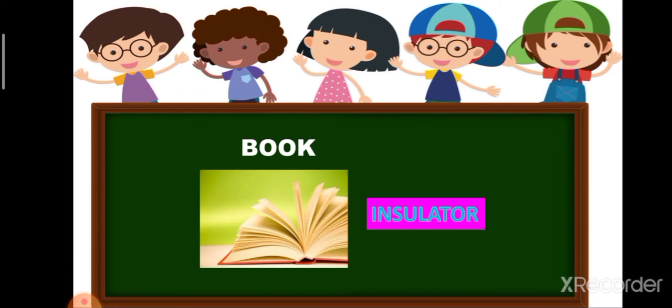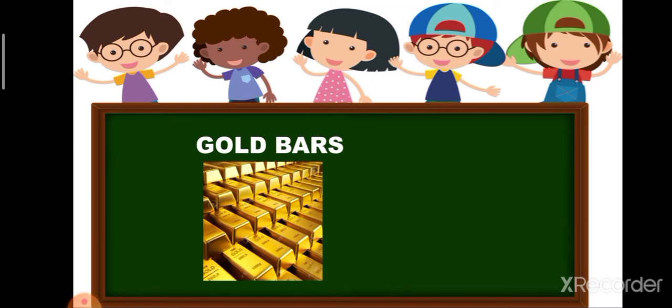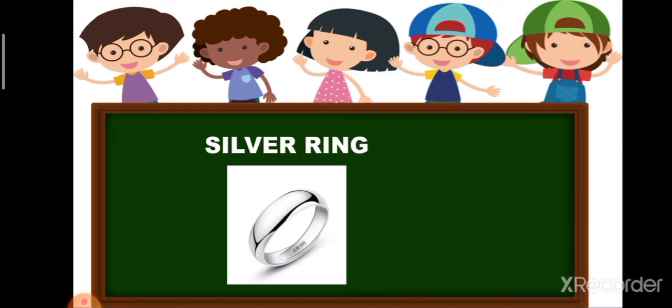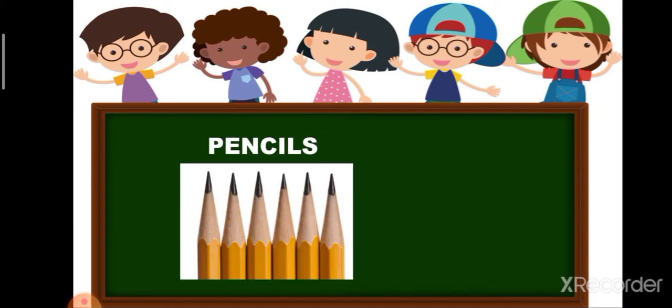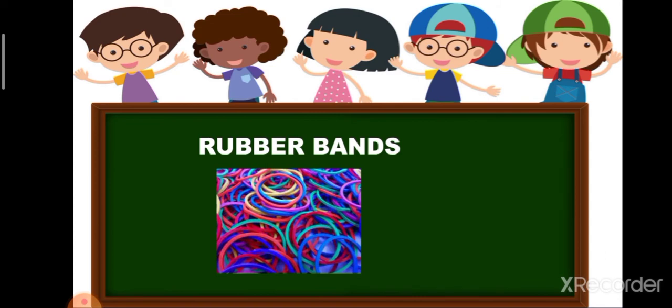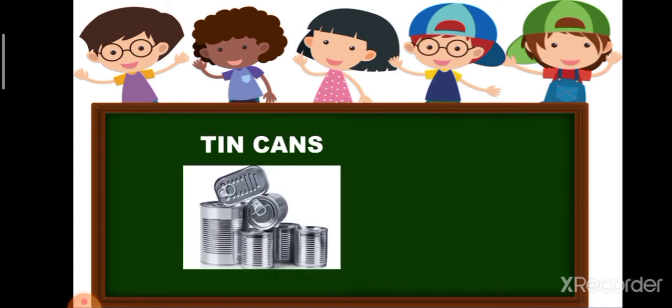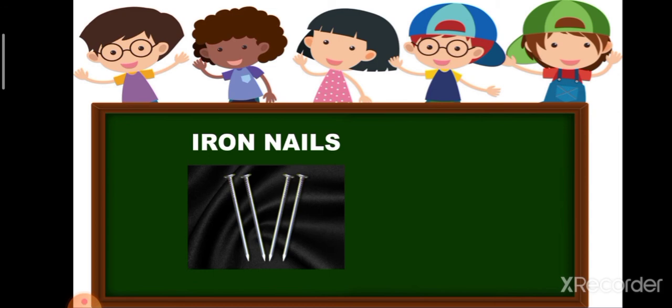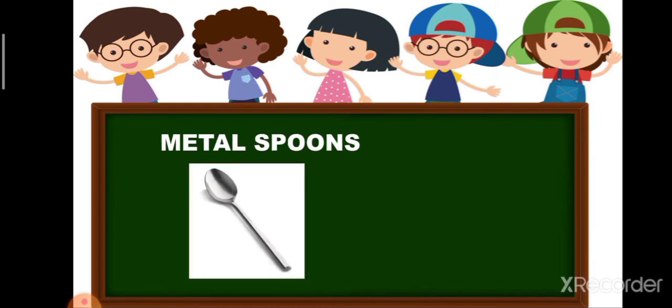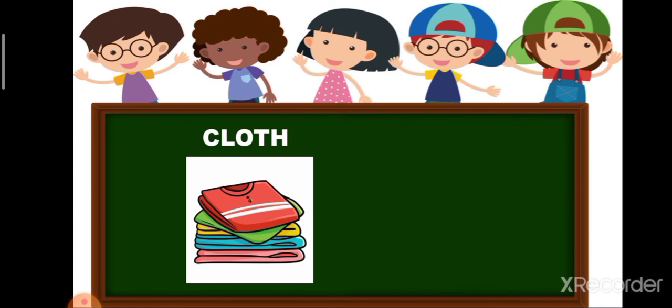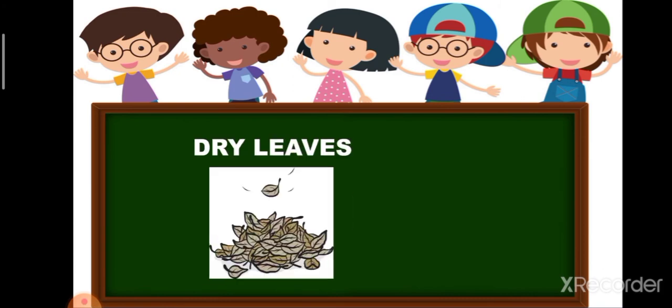It's an insulator. Gold bars, conductor. Silver ring, conductor. Pencils, insulator. Rubber bands, insulator. Tin cans, conductor. Iron nails, conductor. Metal spoon, conductor. Cloth, insulator. Dry leaves, insulator.